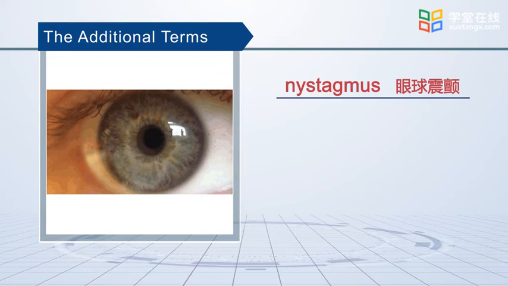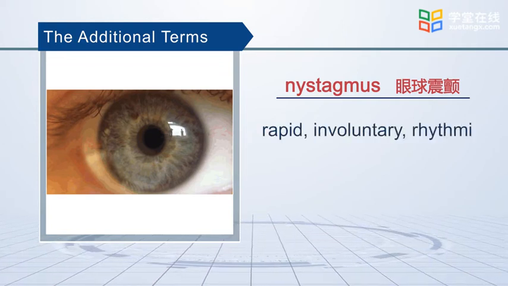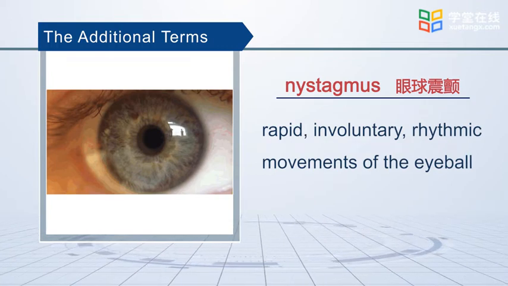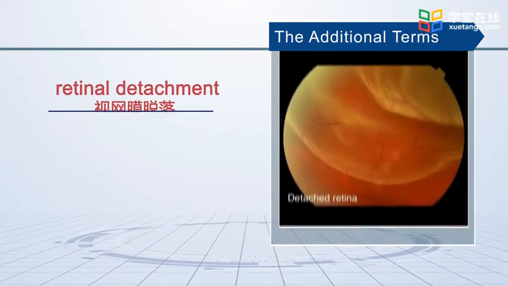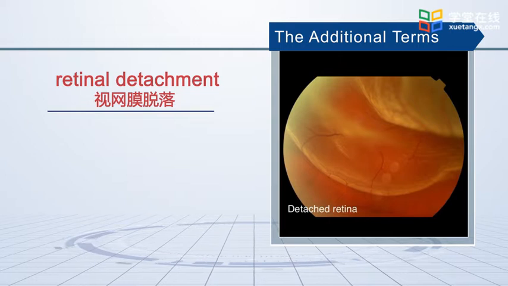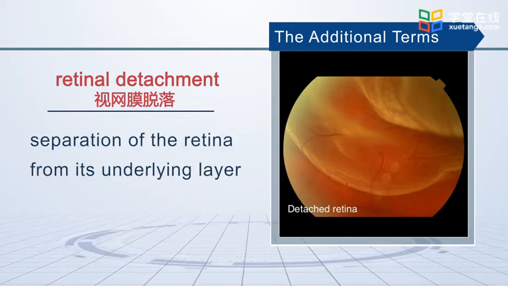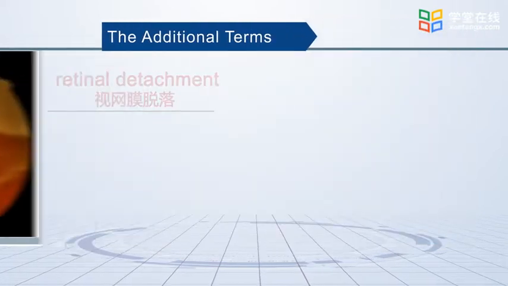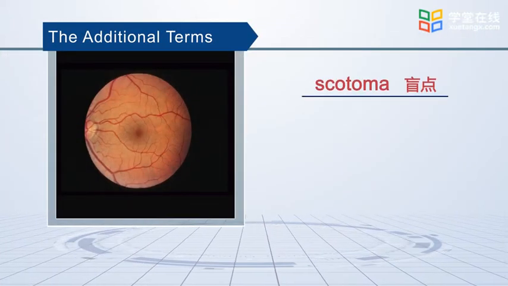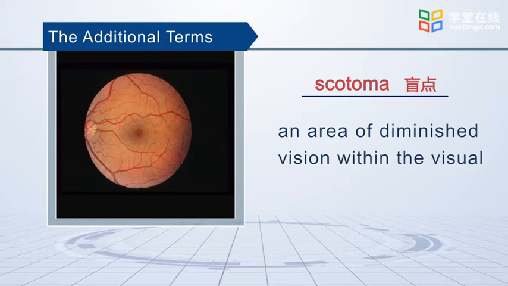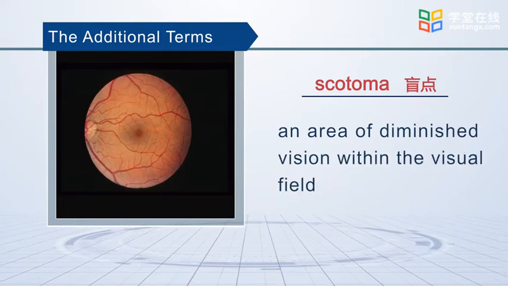Nystagmus. It means rapid, involuntary, rhythmic movements of the eyeball. Retinal detachment. It means separation of the retina from its underlying layer. Scotoma. An area of diminished vision within the visual field.